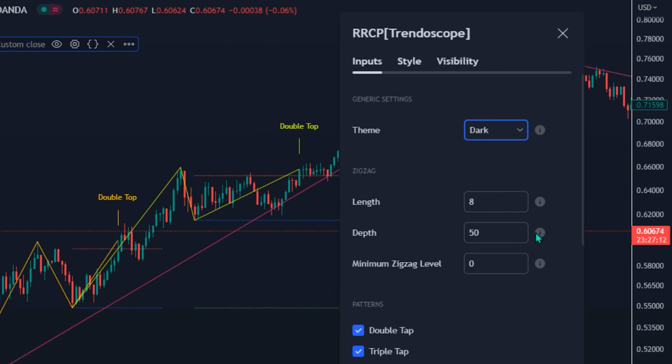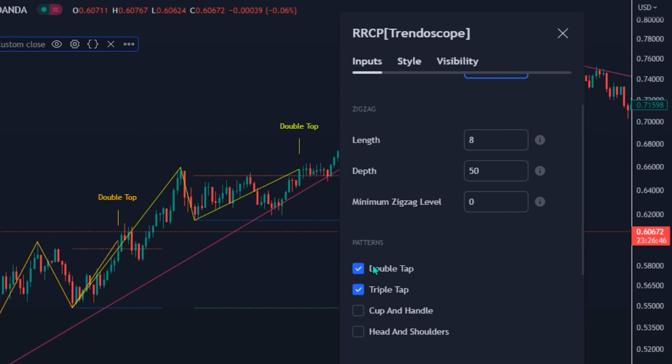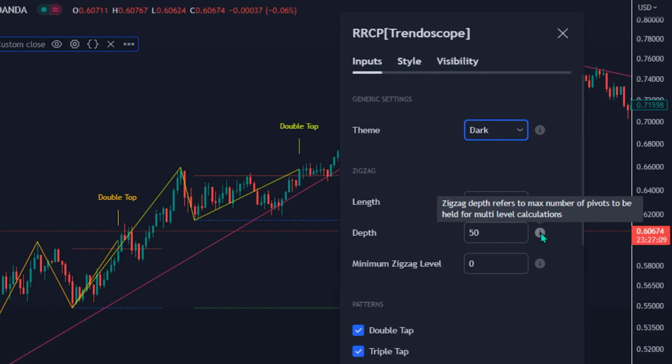Depth. Zigzag depth refers to the max number of pivots to be held for multi-level calculations. By default, it's 50. Minimum zigzag level. Minimum zigzag level to consider for pattern scanning. By default, it's 0. Note, in case of timeout, please decrease the value of the depth parameter.